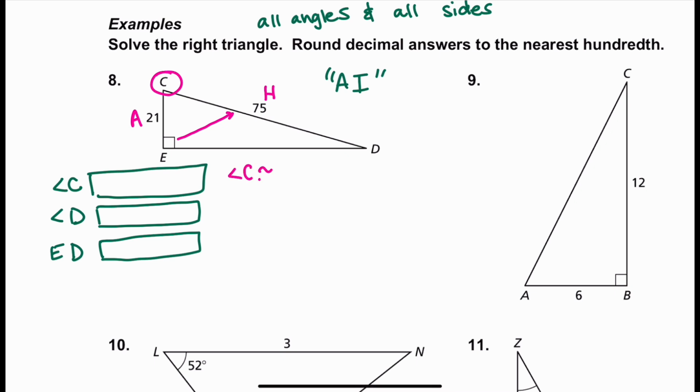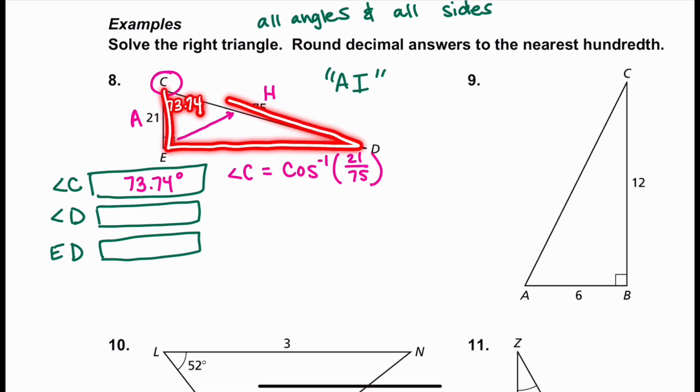Angle C is going to be equal to the inverse cosine of A over H, so 21 over 75. When you get that answer, it will be approximately 73.74 degrees. Now, if this angle is 73.74 degrees, we can just take the fact that all triangles add to equal 180 degrees to find our last angle. So it shouldn't be too hard.